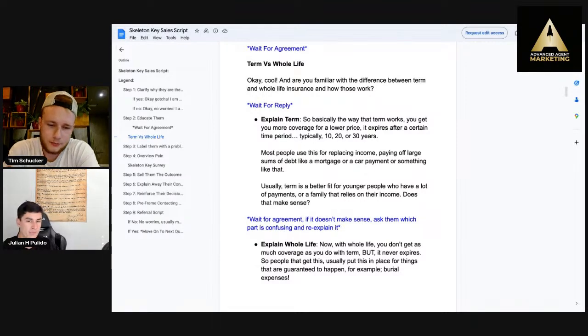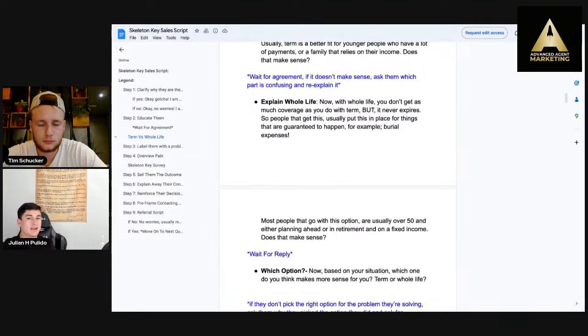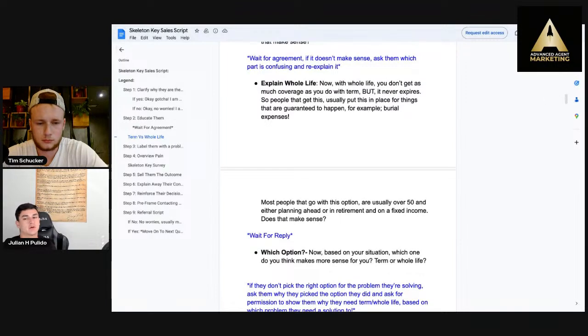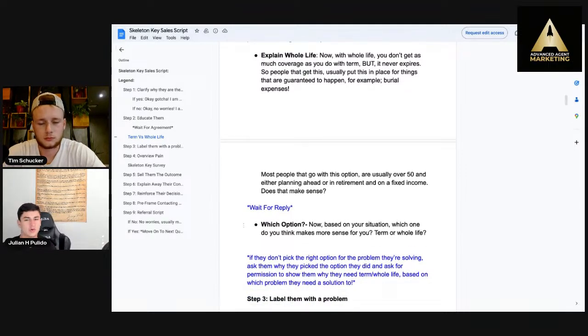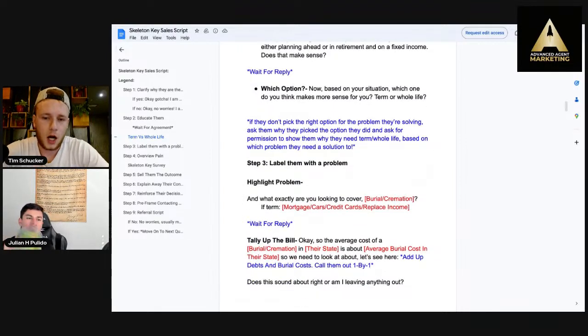It does, yeah. Okay. Now with whole life, you don't get as much coverage as you do with term, but it never expires. So people that get this usually put this in place for things that are guaranteed to happen. For example, burial expenses. Now, most people that go with this option are usually over 50 and either planning ahead or in retirement and on a fixed income. Does that make sense? Yeah, it does. Okay. Now, based on your situation, which one do you think makes more sense for you, term or whole life? I would say whole life.